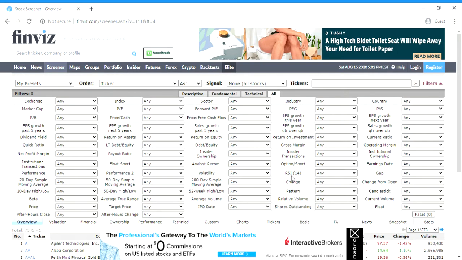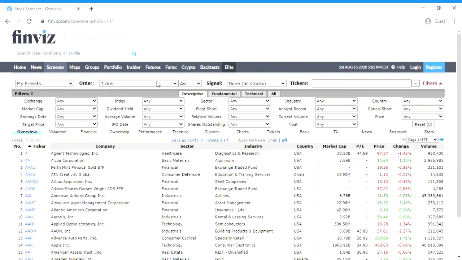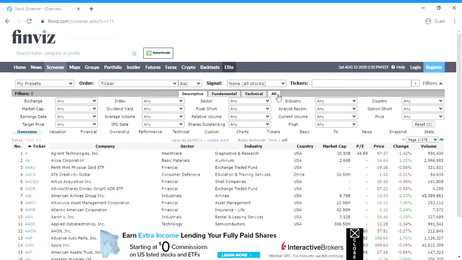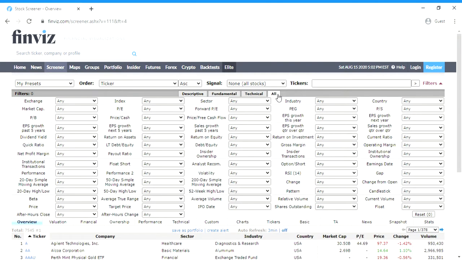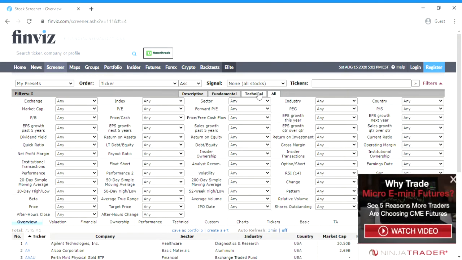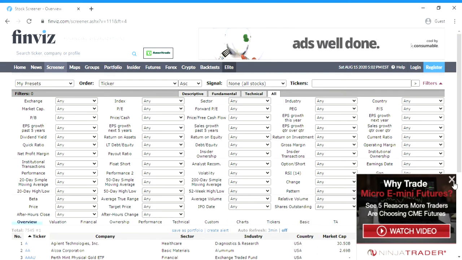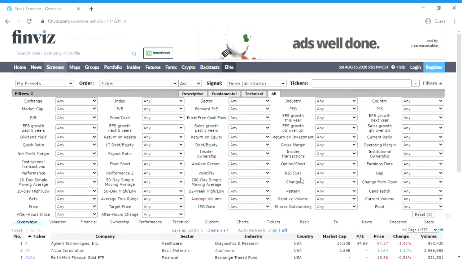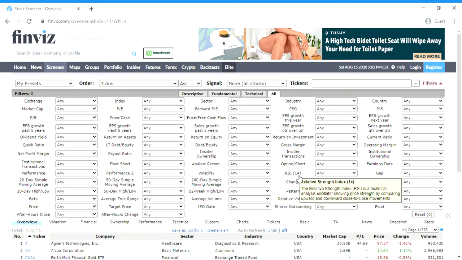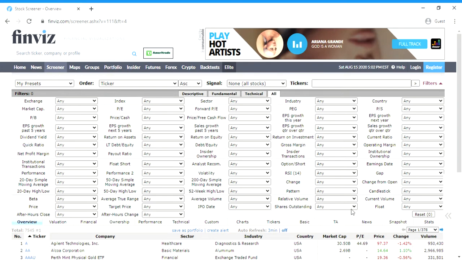So we're going to go over here to, well, when you first pull up Finviz and then you hit screener, it's going to bring you to this particular page. I automatically just go ahead and hit all, so that brings up all the descriptive, fundamental, and technical scanners, parameters that you can use. I'm going to go over here to RSI 14. That's the relative strength index. The relative strength index is going to show you how a particular stock is doing compared to its sector or the general market. So let's go over to oversold at 30.